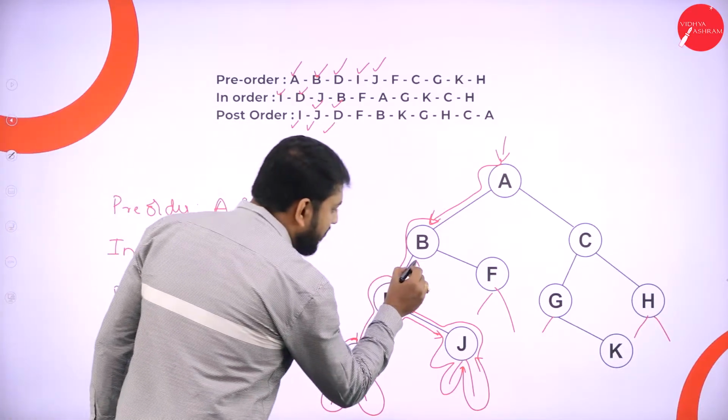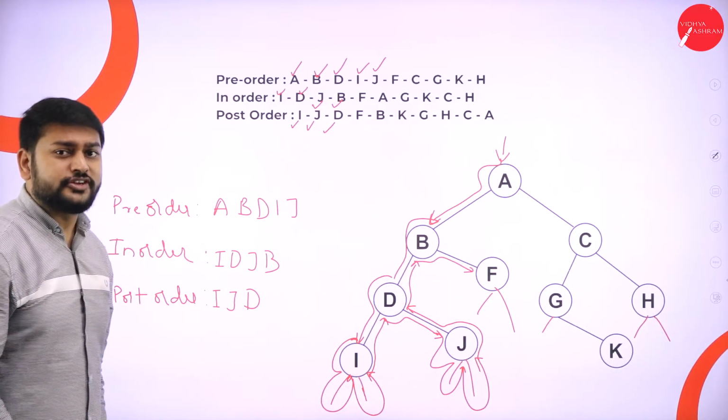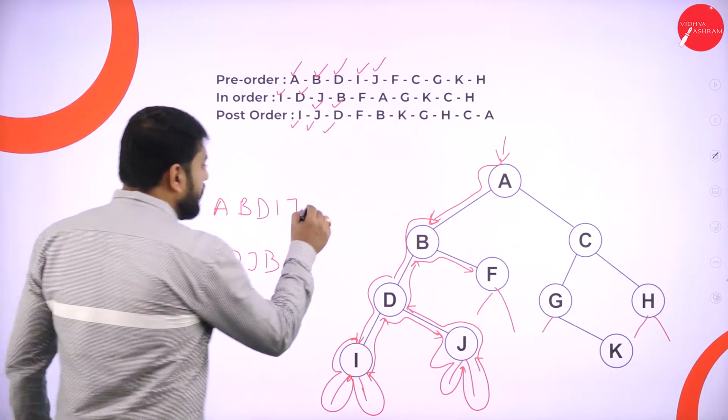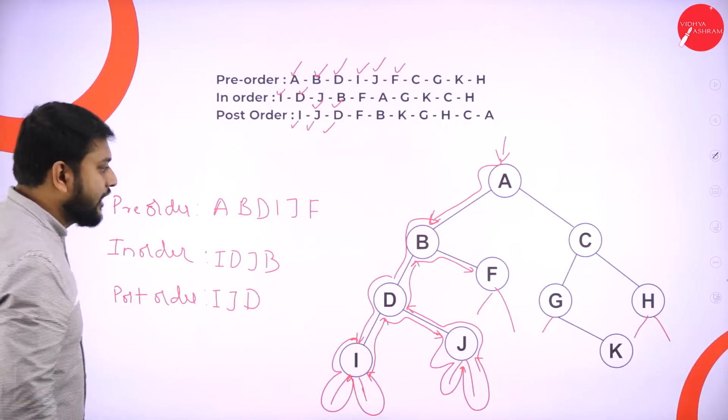So from here, I will start my journey. Okay. So I'm coming to the F. Are you coming for the first time? Yes, I'm coming for the first time. So where should I write? Pre-order. So let me write F here. Do I have F after J? Exactly. All right. So fine.